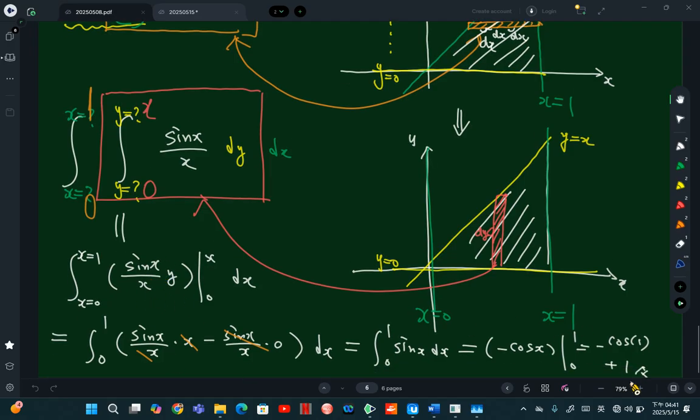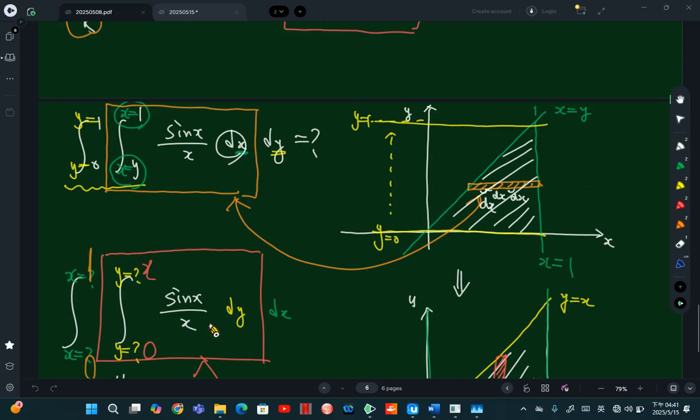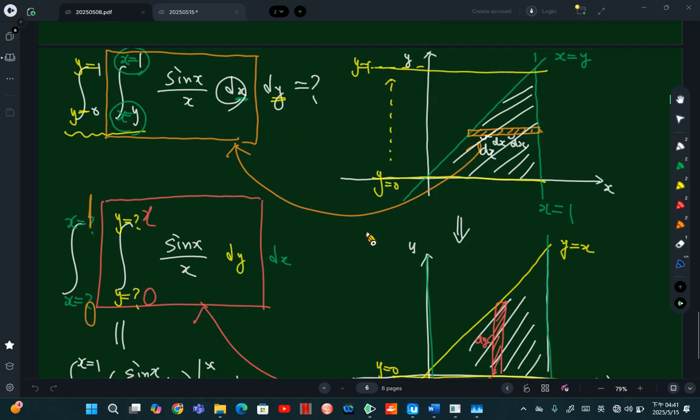Then finally you can get a result. Okay, so these procedures are very important for you to solve the problem if you want to change the order of the integration.